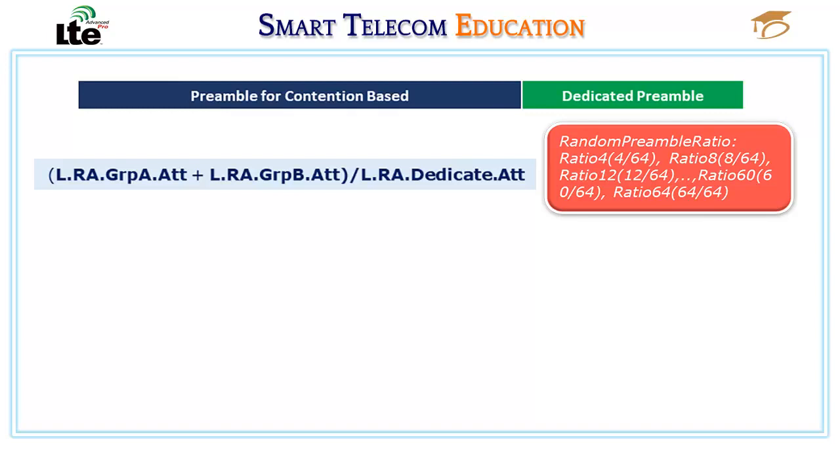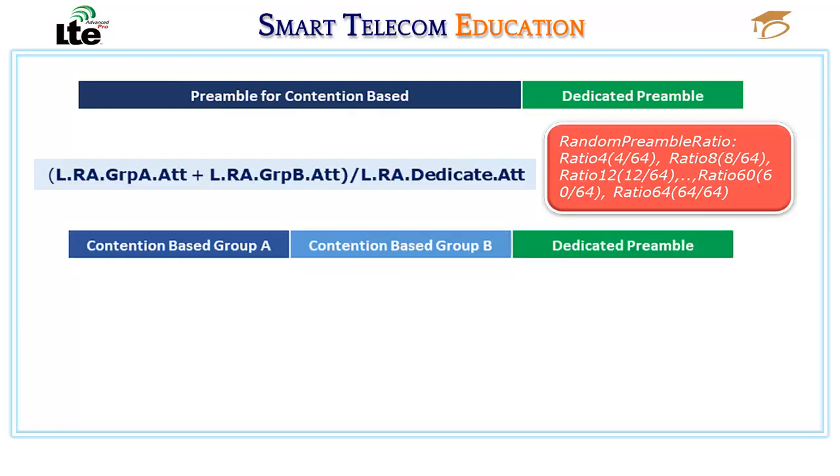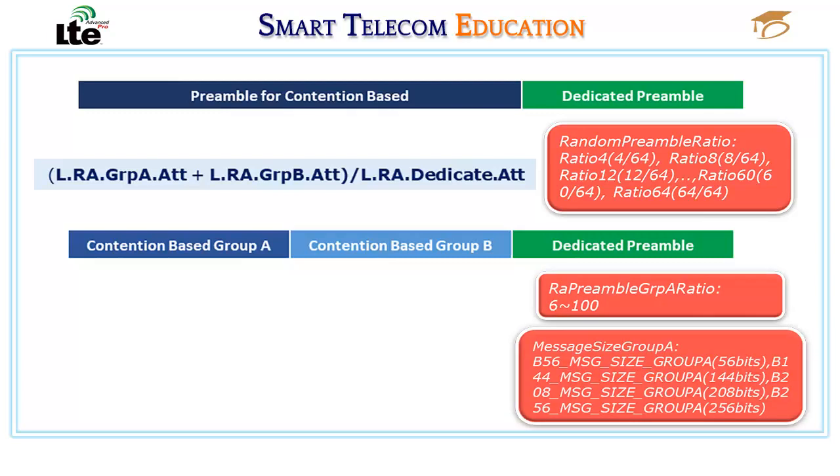The preamble for contention-based are divided into Group A and Group B. Then the ratio of contention-based Group A and Group B can be calculated based on the ratio of LTE random access Group A attempt to LTE random access Group B attempt. The message size Group A parameter can be adjusted to decrease or increase the opportunity to select a preamble from Group A or B.